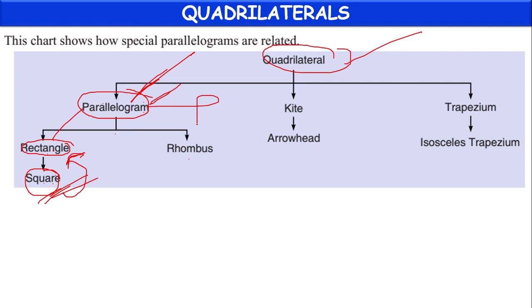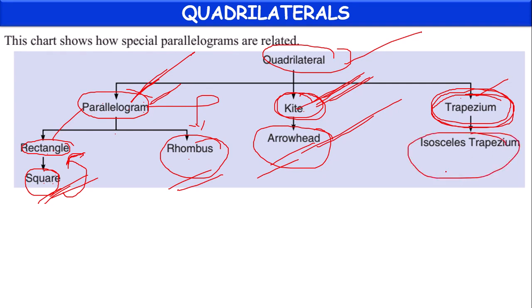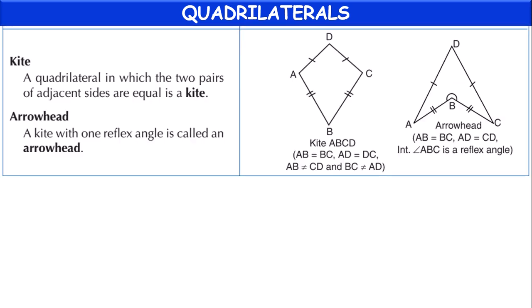What is the rhombus, children? A parallelogram where all sides are equal. What is a kite, children? Two pairs of adjacent sides are equal. What is the arrowhead? Two pairs of adjacent sides are equal with 1 reflex angle. So what is a trapezium? Only 1 pair of opposite sides is parallel. What is an isosceles trapezium? 1 pair parallel, and the non-parallel sides are equal. So in this way, we have all types of quadrilaterals, children.